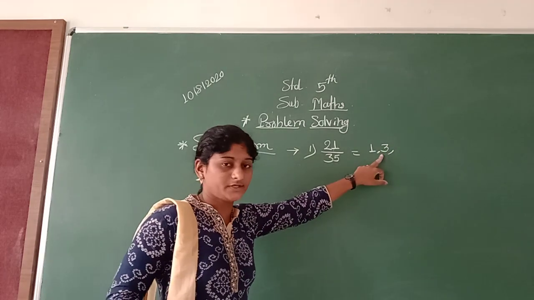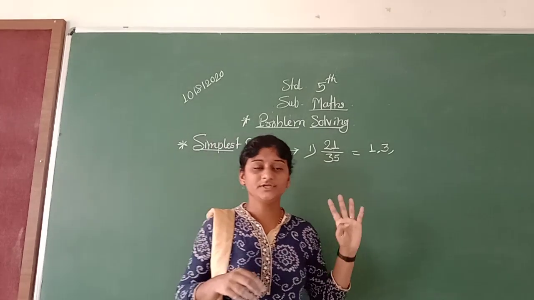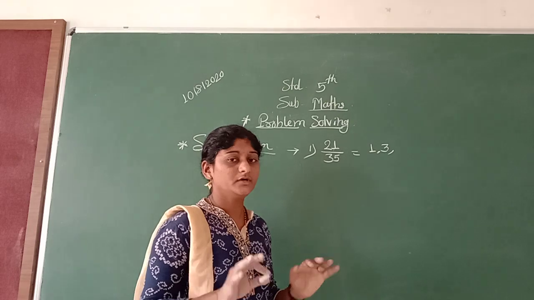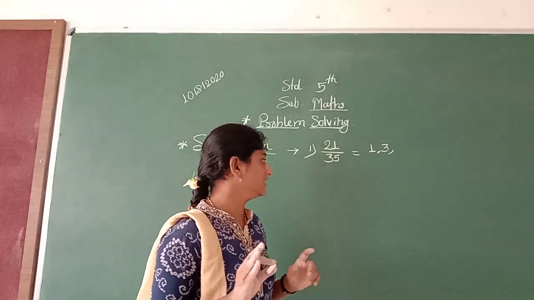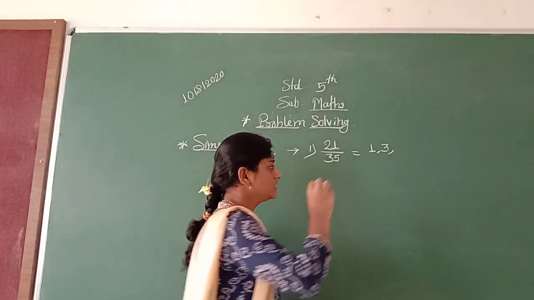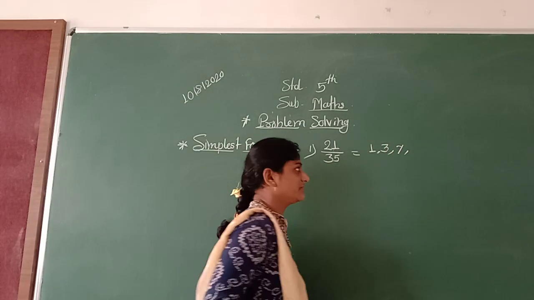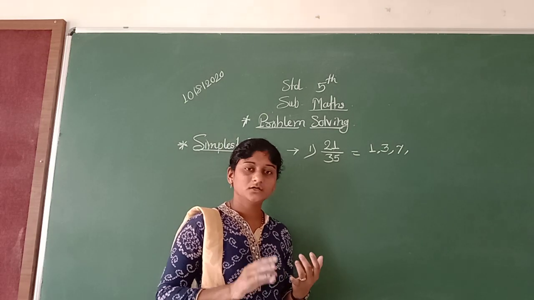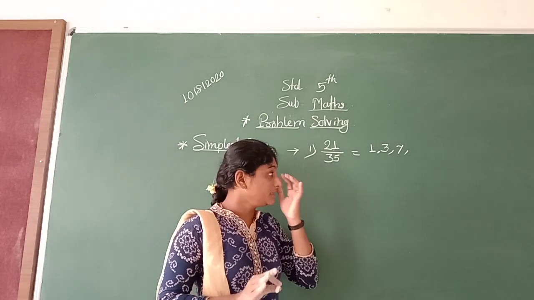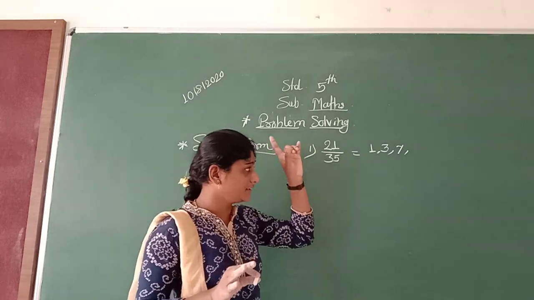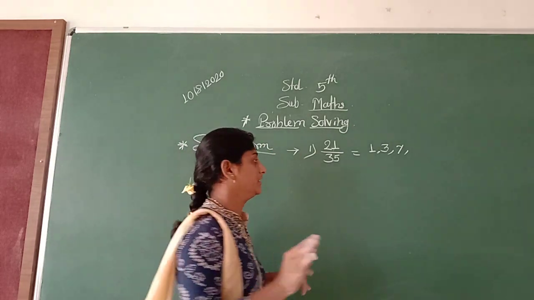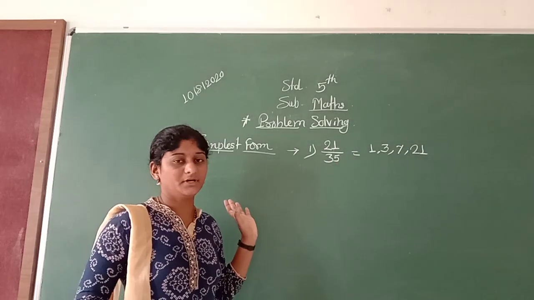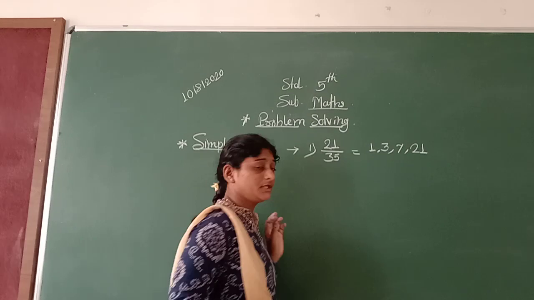3 sevens are 21. Then in 4's table? No. In 5's table? No. In 6's table? No. In 7's table, is there 21? Yes. 7 threes are 21. So 7 also will come. Next in 8's table? No. In 9? No. 10? No. 11, 12, 13 also no. Directly we can take 21, its own table. 21.